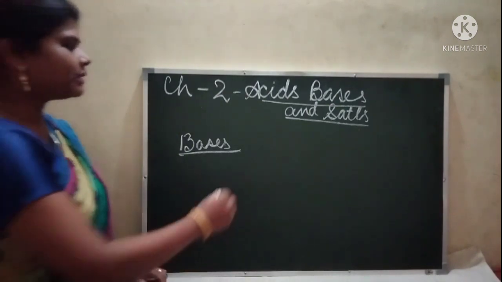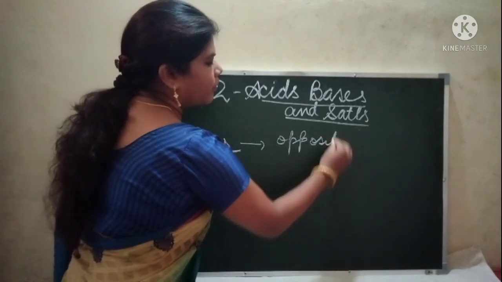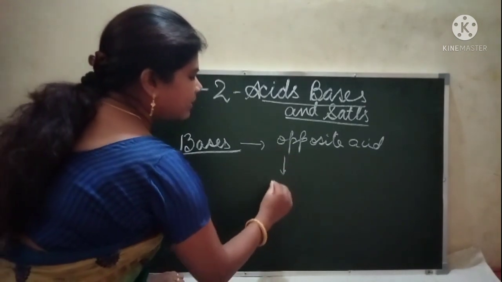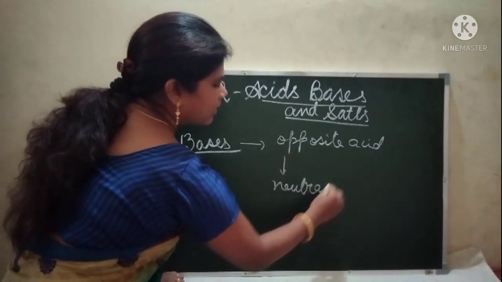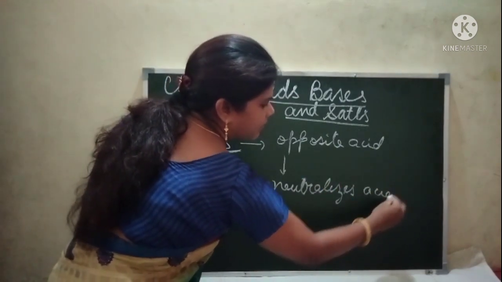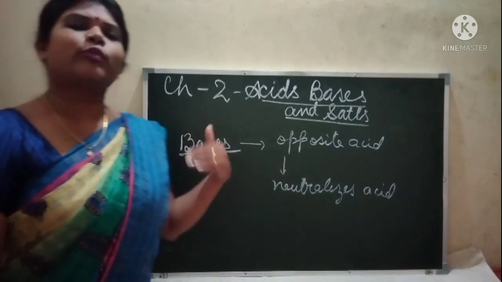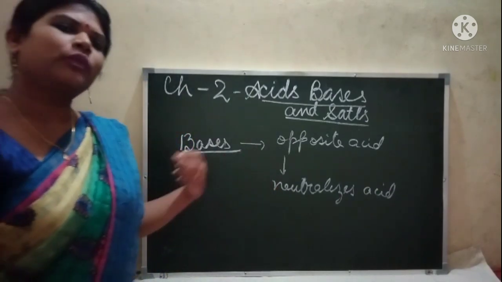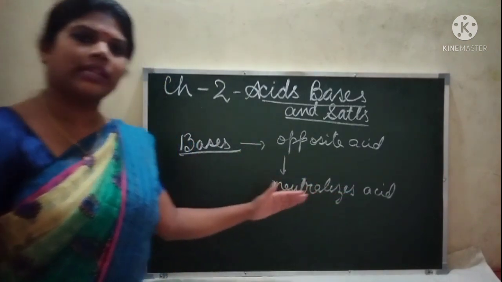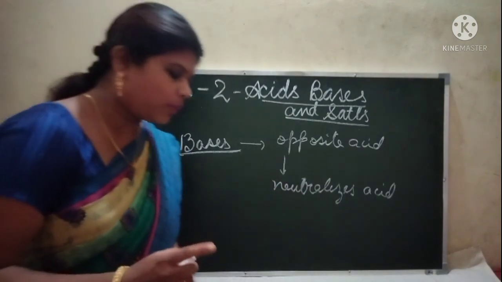Bases are chemically opposite to acids. That means a base neutralizes an acid. All the properties of bases are chemically opposite to those of acids, and they neutralize acids. That's why you have seen the neutralization reaction in chapter 1. Okay students.